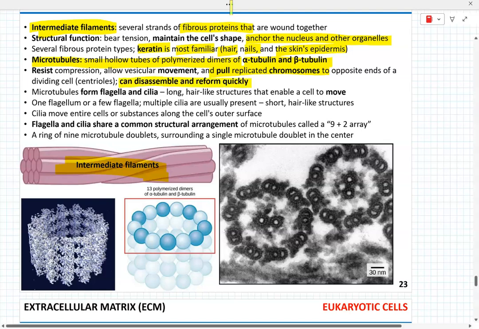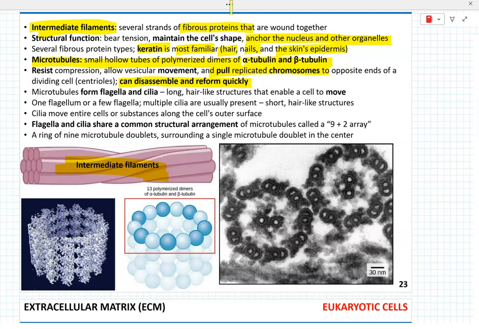I usually compare microtubules and microfilaments to the kitchen cabinets. You can remove the old ones and put the new ones in. Intermediate filaments, on the other hand, can be best represented by the studs and beams of the house. If those are removed, the cell collapses.